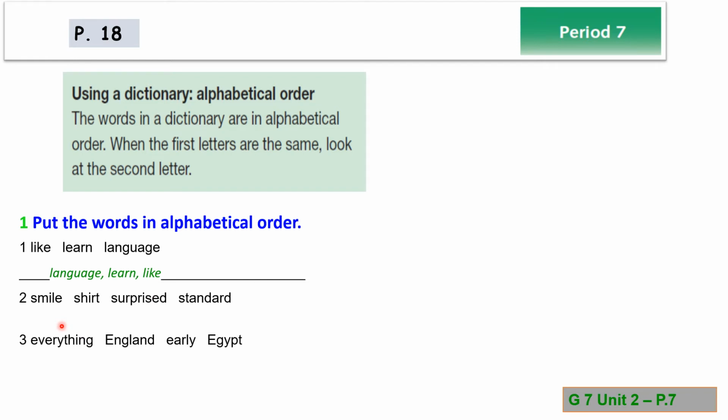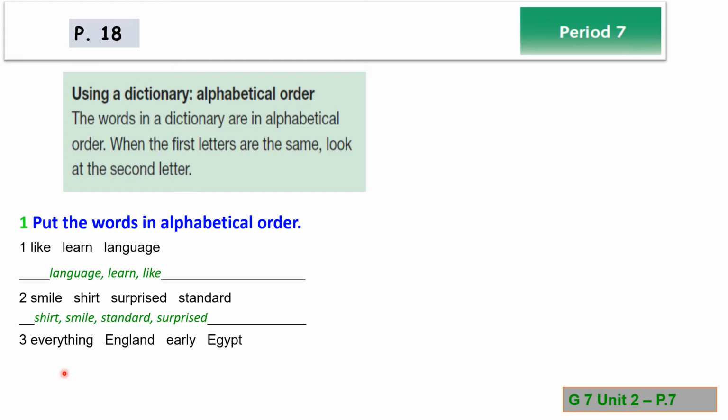Look at the second sentence. Smile, shared, surprise, standard. What do you notice here? All of these four words begin with S. Okay, let's look at the second letter. The second letter here is T. The second one here is U. Here is H and here M. Which one comes before? You all know the alphabetical order from A to Z. So the first word here will be shared, of course. The second one will be what? Yes, you are true. Let's check our answers. Shared, smile, standard, and surprise.